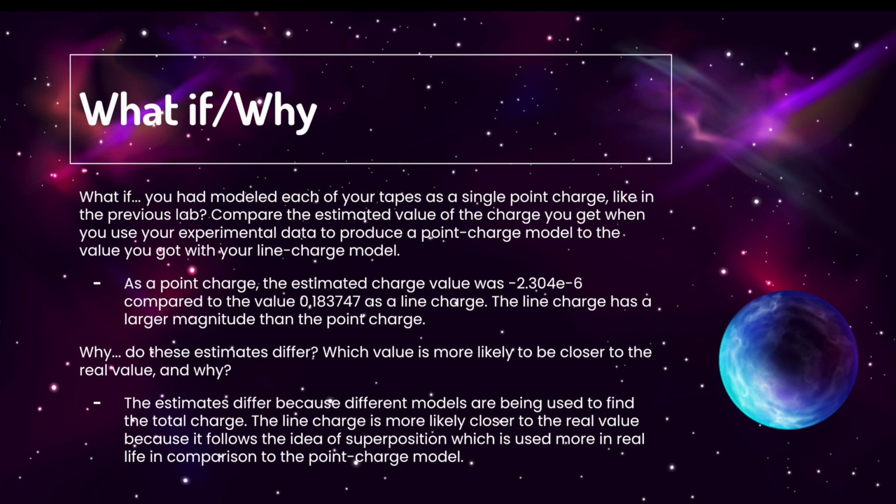And then finally, why do the estimates differ? Which one is more likely to be closer to the real value? So once again, the estimates differ because they're different models used to find it. The point charge is more concentrated, while the line charge is more generalizable to real life. So the line charge is closer to the real value because it follows ideals of superposition, which is taking a bunch of tiny little points and calculating each individual field and then adding them all together. And just like calculus, when you break it into infinitely many small parts, it's going to give you a more accurate answer.